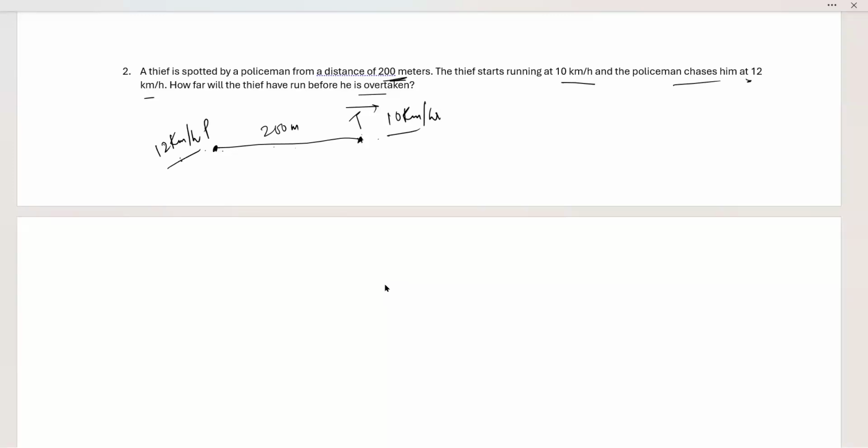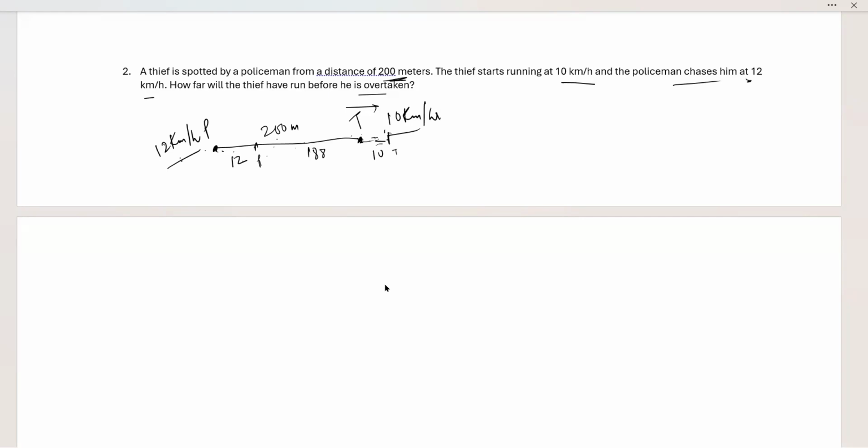Look at it this way, I'm recapping again: after 1 hour, the thief will run 10 kilometers extra in 1 hour, and the police will run 12 kilometers extra. So the distance between them, from this 200 meter, the police has moved 12, so remaining 188, and this 10 of the thief gets added, so 188 plus 10. So the police has reached here, and the thief is here. So the distance now, after 1 hour, would be 198 kilometers.